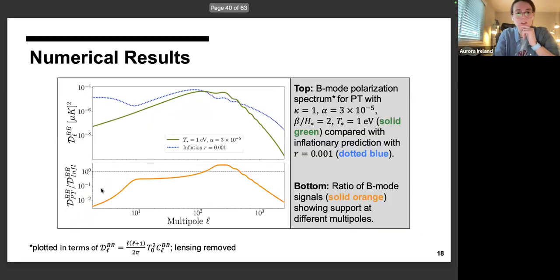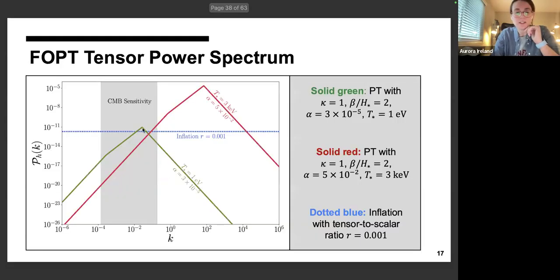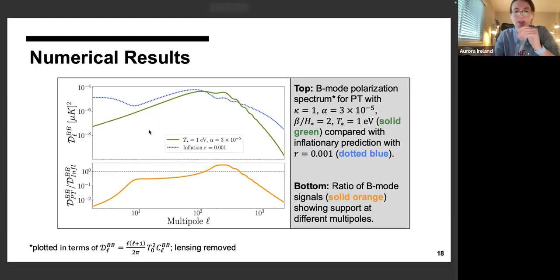Okay, and now we can finally look at our B-mode polarization spectrum. This is for the 1 electron volt benchmark, and we chose these parameters so that it would match the maximum amplitude of the inflationary spectrum. You can see here that on larger scales and smaller scales, the B-mode spectrum is going to have less power. You can understand that because, as compared with the nearly scale invariant inflationary one, this has less power. So it makes sense. You can see how the shapes translate.